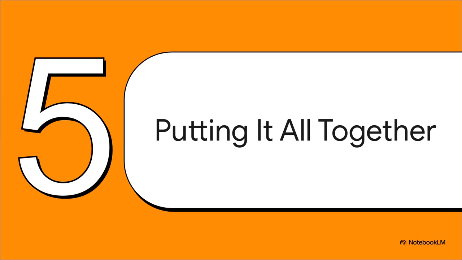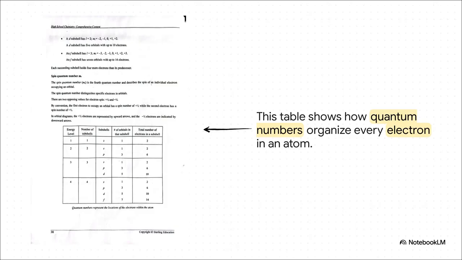Okay, let's take a step back and look at the whole system working together. We've gone from the street, to the house, to the room, and finally to the occupant in that room. Let's see how this builds the entire structure of an atom. Take a look at this table. It really lays it all out.